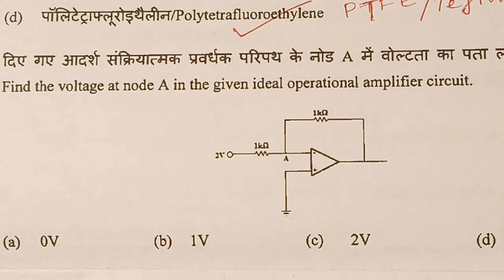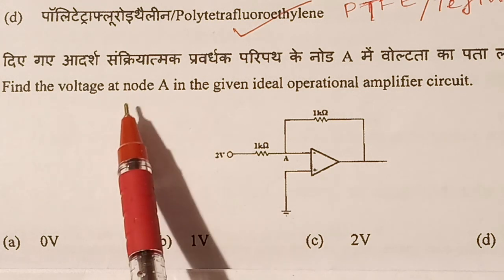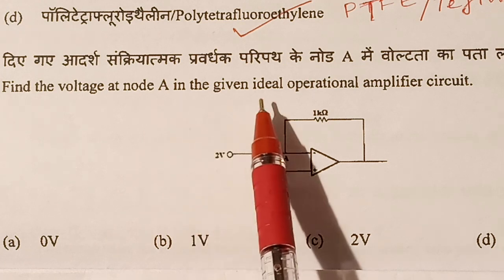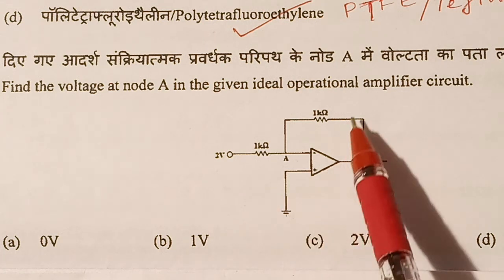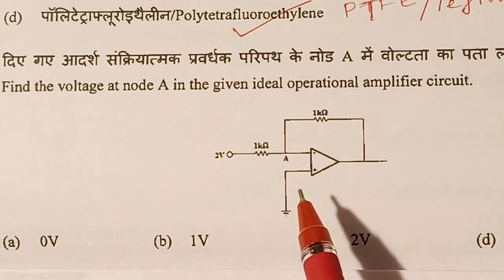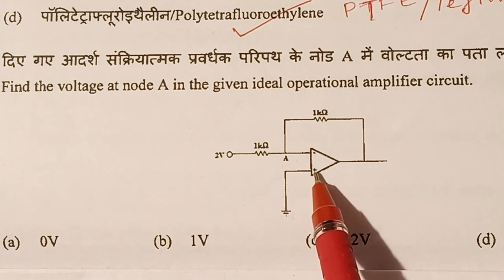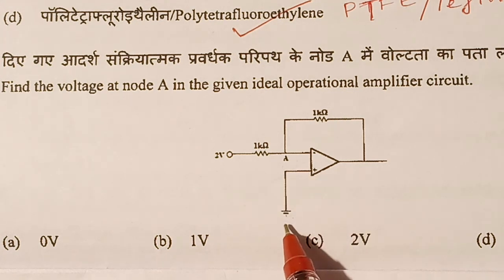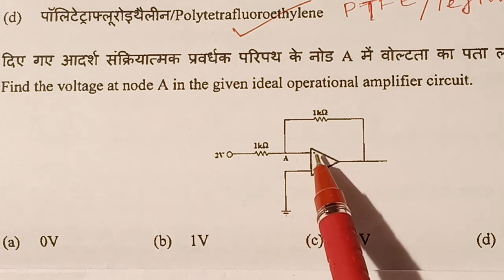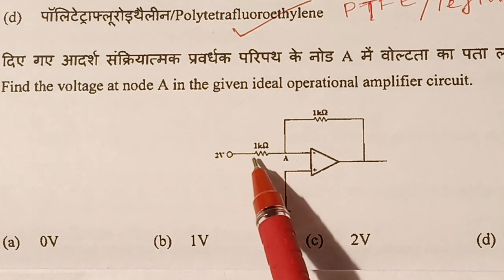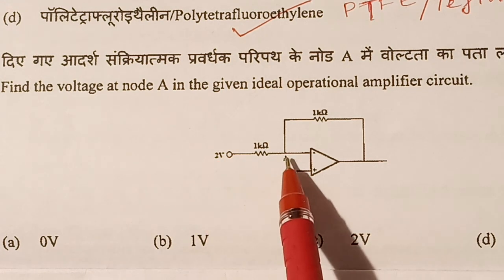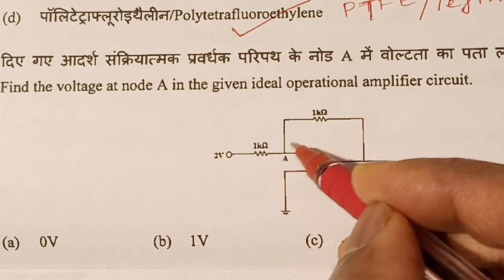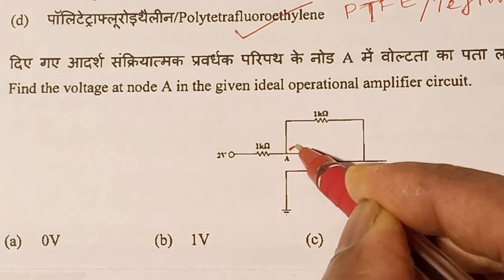Next, question number 27. Find the voltage at node A in the given ideal operational amplifier circuit. So the given op-amp circuit is an ideal one, and the non-inverting terminal is connected directly to ground, and to the inverting terminal 2 volt is applied through a 1 kilo ohm resistor. The question is, what is the voltage here?